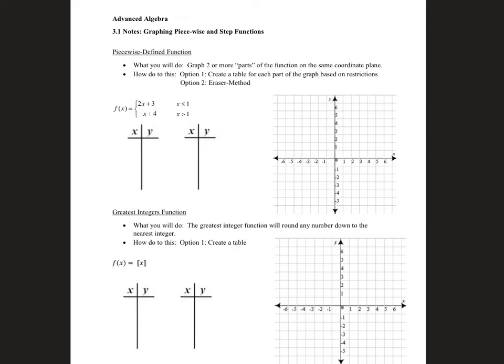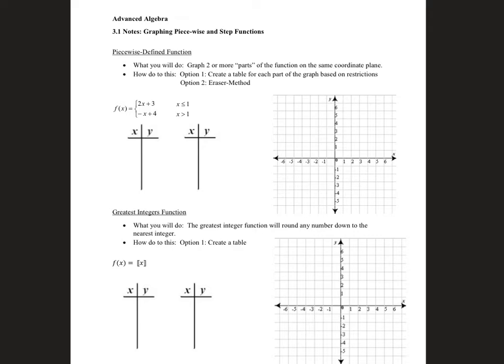So exactly how do we graph a piecewise function? There's really two suggested ways to go about doing this. Option one is to create a table for each of the function's pieces to help us graph based off the given restrictions. Option two is to use what I call the eraser method. This involves graphing both functions entirely and then erasing the part of the function where the domain is not included. For this particular video, I'm going to use option one.